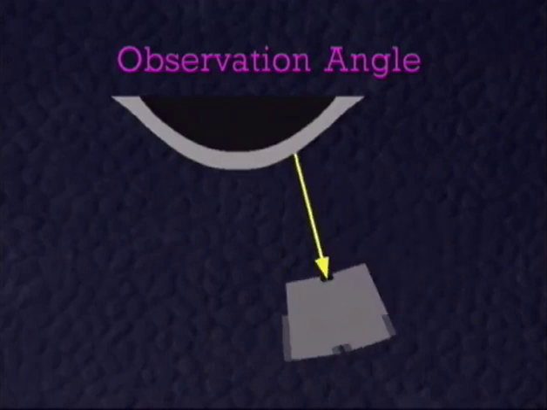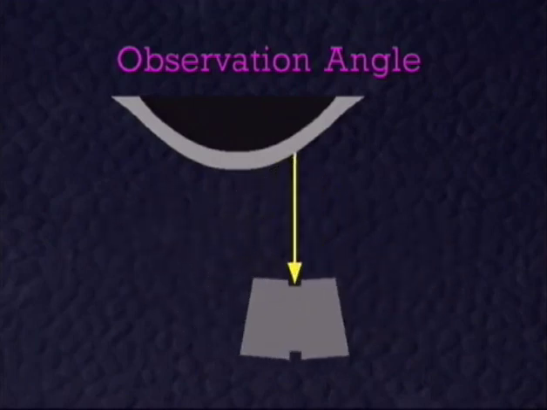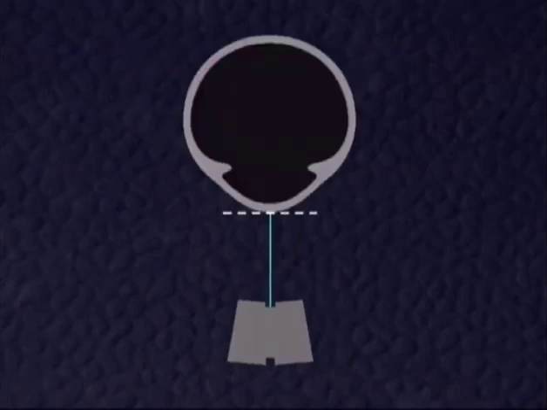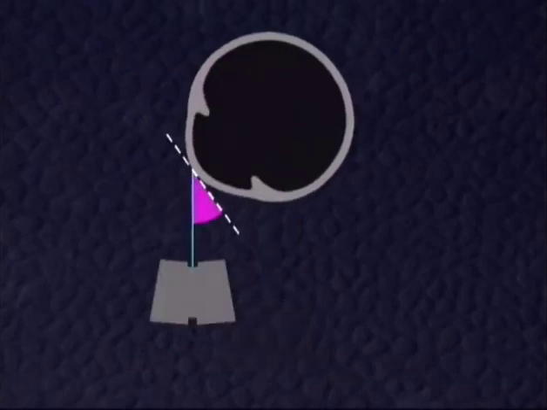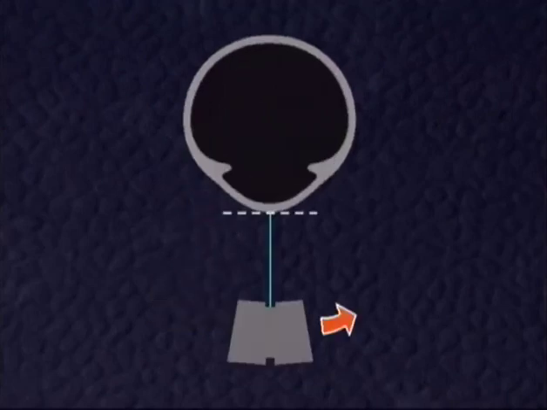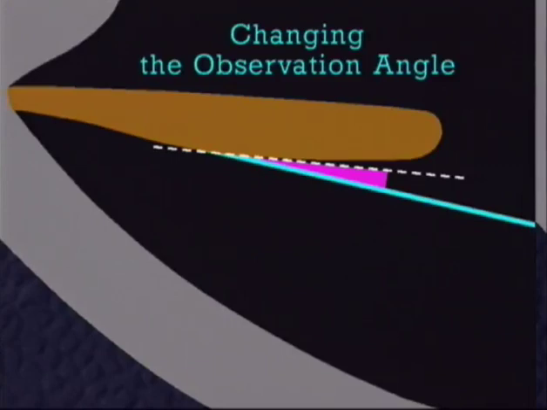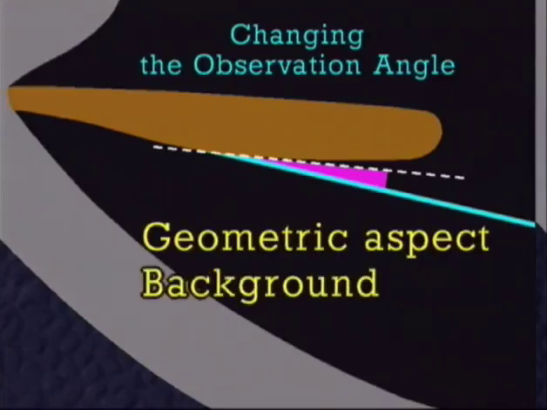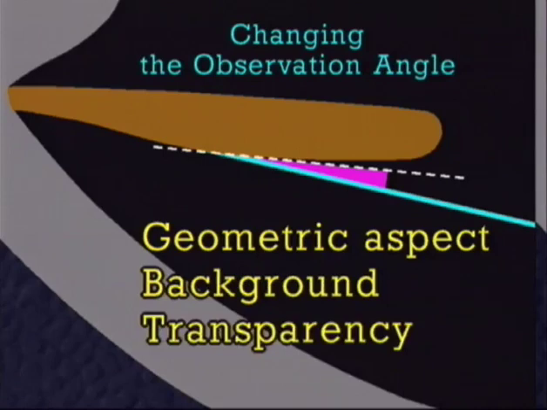The observation angle is the angle between the observer, that is, the microscope, and the tissue surface under observation, or to be more precise, the angle between the rays of observation and the tangent to the observed tissue at the point of observation. The observation angle can be changed by asking the patient to shift the direction of his gaze, or by adjusting the position of the microscope, or by looking through the mirror of a contact glass, which may allow a nearly tangential view. By changing the observation angle, the geometric aspect of tissue, the background contrast, as well as the transparency of tissue can be changed.